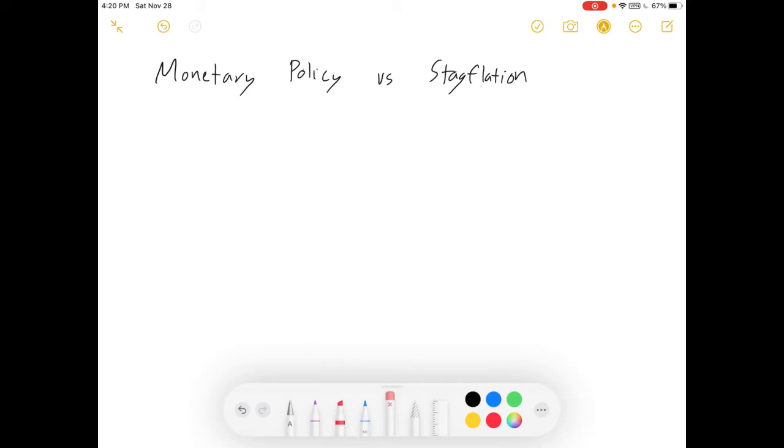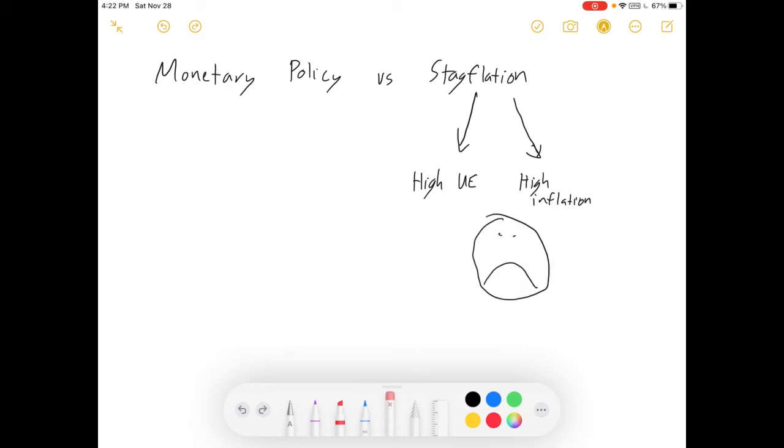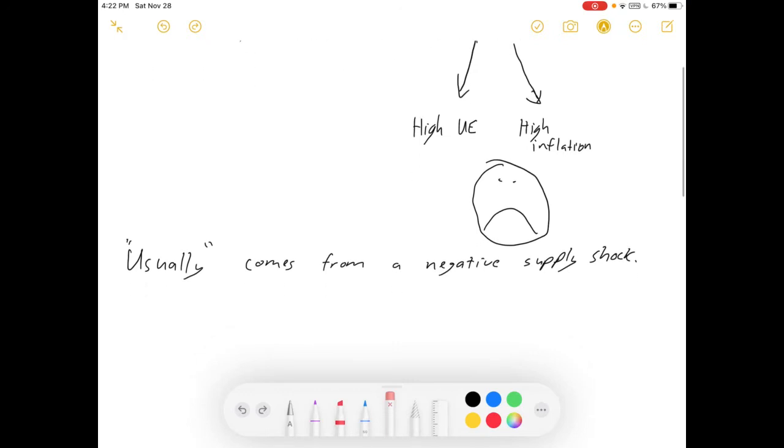You might be wondering, what is stagflation? Stagflation is the combination of high unemployment and high inflation. It doesn't happen very often, at least not in the United States, but that's two bad things happening at once, where usually we only see one or the other happening. So it makes us sad. Our economy doesn't like stagflation.